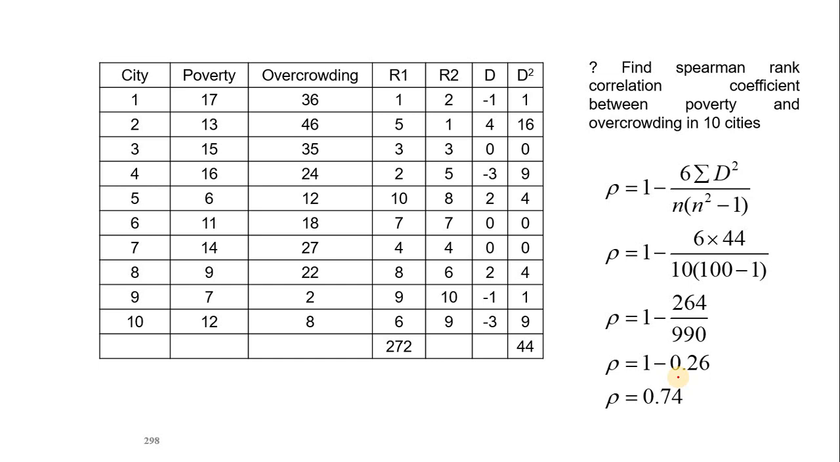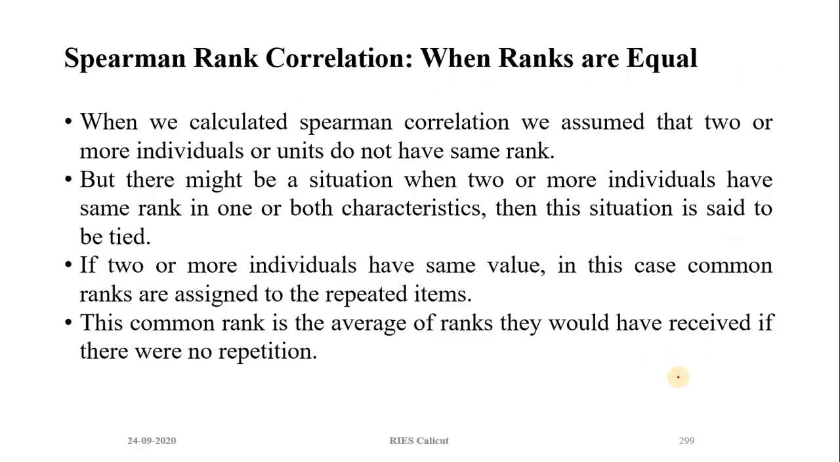Now here we have another example, so I'm not going to do that. You can try to do this problem and check whether this result is correct or not. Now there may be a situation where two or more ranks are equal. When we take real data, if I rank your class on the basis of the total marks scored, two or more people may get the same score, so your ranks will be the same.